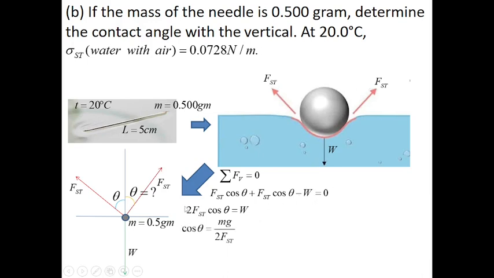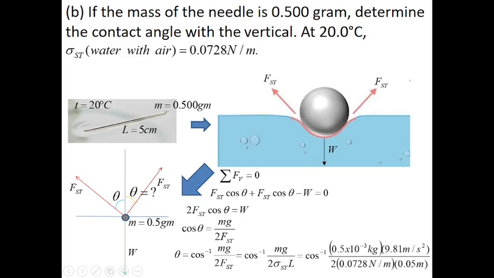We transpose that. Then, arranging, we have weight, which is mass times acceleration due to gravity, over 2FST. Then we take the arc cosine to get the angle: arc cosine of mg over 2FST. We know FST is the product of the coefficient of surface tension and the length, so it is mg over 2 sigma ST L.